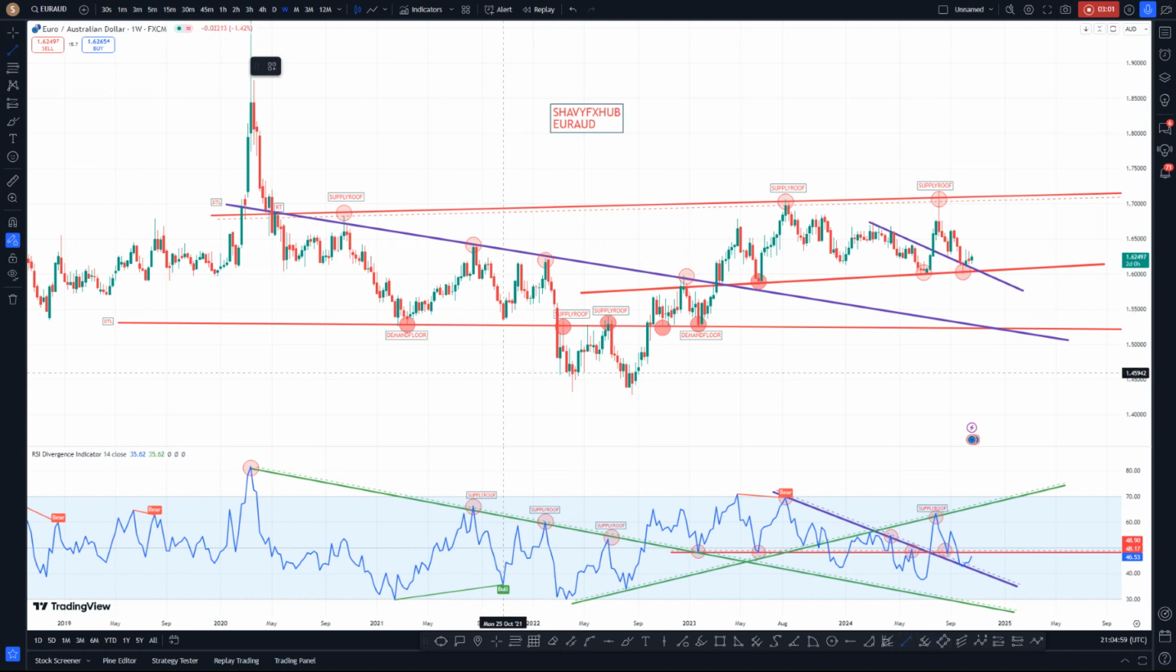So we look here, I think we have a small structure here. Look at another place again. We have here a support structure, break of a support structure, retest. Let's take it and see where it takes us.